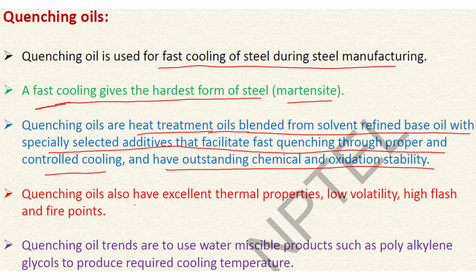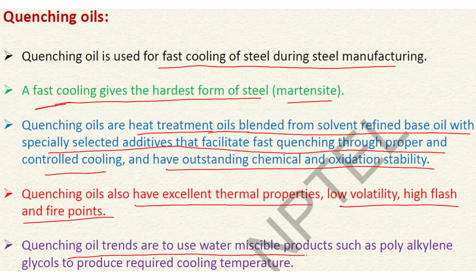So the quenching oils also have excellent thermal properties, low volatility, and high flash and fire point. Why? Because this very hot steel is immersed into this quenching oil for heat treatment. So if the oil itself has a lower fire and flash point, then fire hazards may take place. Quenching oil trends are to use water miscibility products such as alkylene glycols to produce the required cooling temperature.